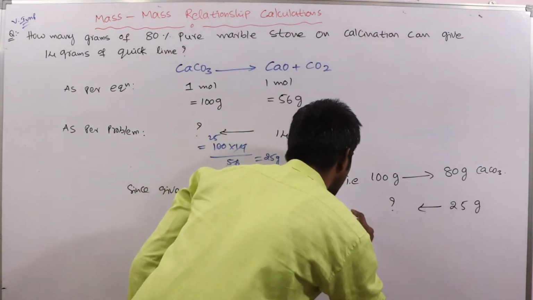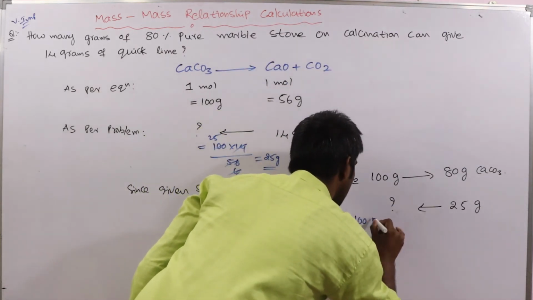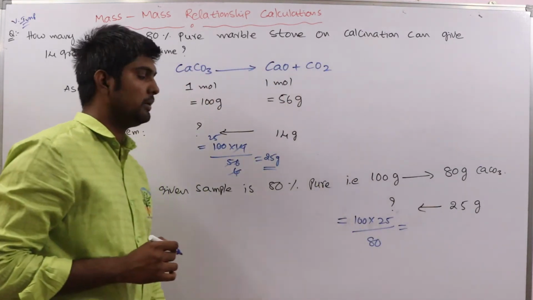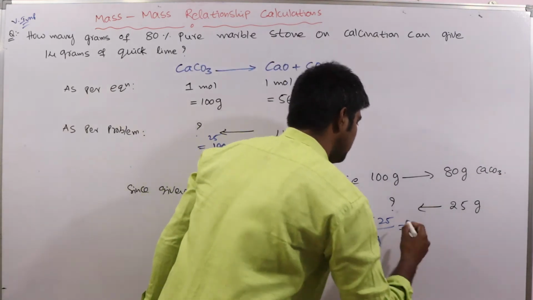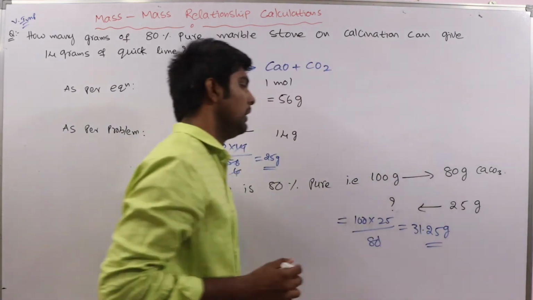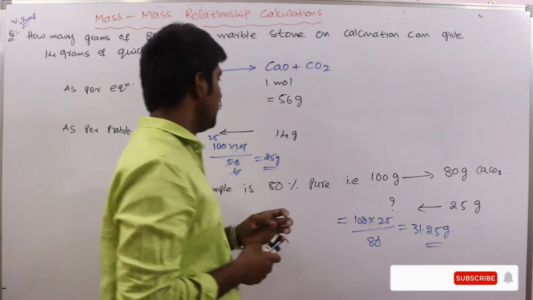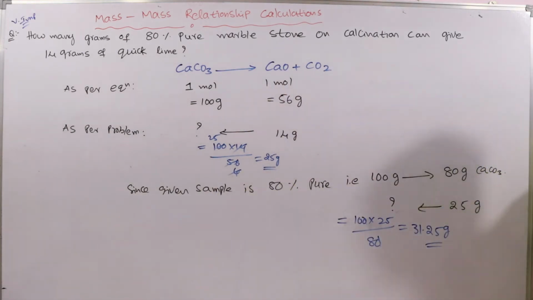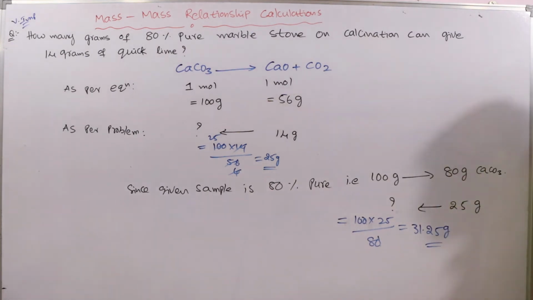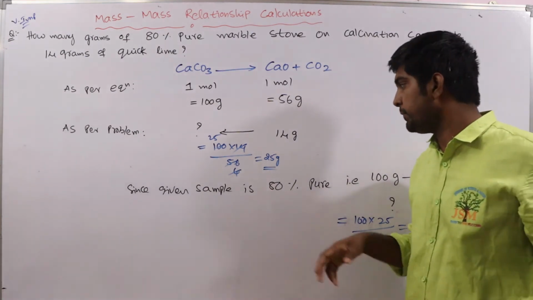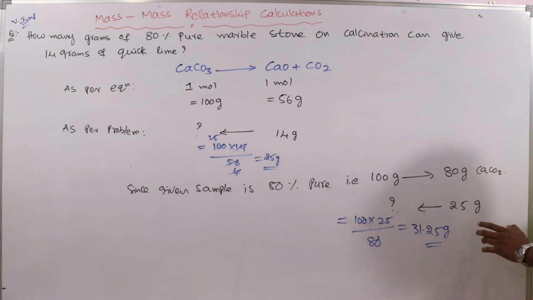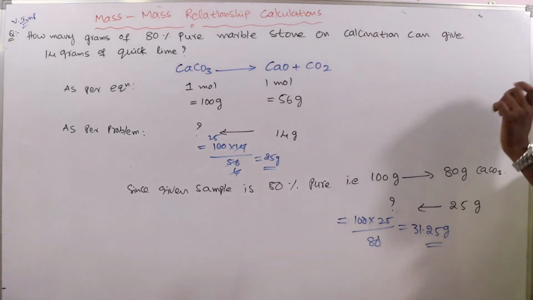So the answer will again be cross multiplication: 100 into 25 by 80. After solving we get 31.25 grams. Okay, so to get 14 grams of quicklime we have to take 31.25 grams of 80% pure marble stone. If it were 100% pure, 25 grams of marble stone would be sufficient, but since it is 80% pure, we have to take 31.25 grams.